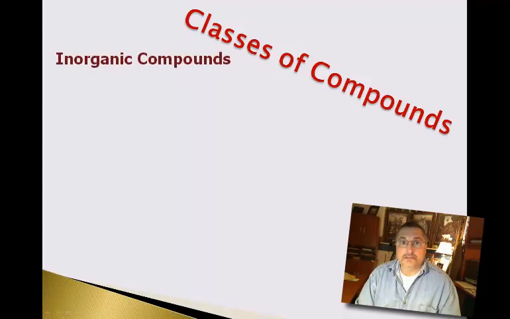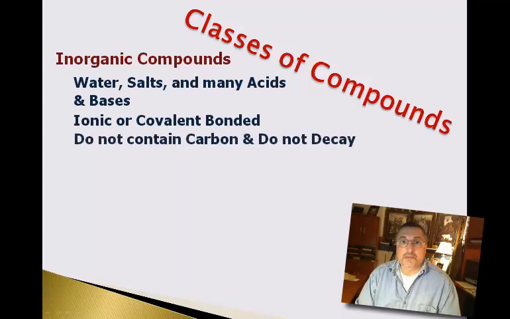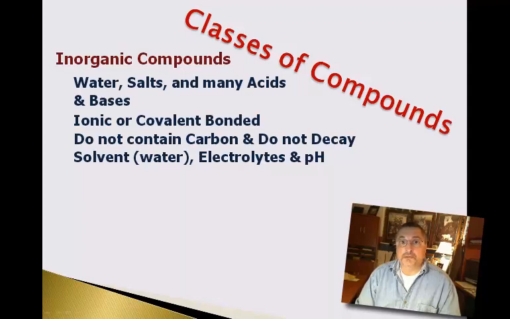One class of compounds is going to be the inorganic compounds. Inorganic compounds include water, salts, and many of our acids and our bases. Inorganic compounds can be ionically or covalently bonded. Inorganic compounds will not contain carbon, though. Inorganic compounds will not decay when we die. And the major roles of inorganic compounds is to give us our universal solvent in the form of water, but also to provide us our electrolytes so that we can have electrical currents, and to provide our acids and bases so we can regulate our proper pH in our body.